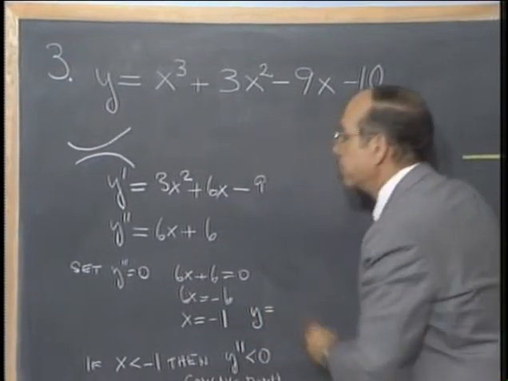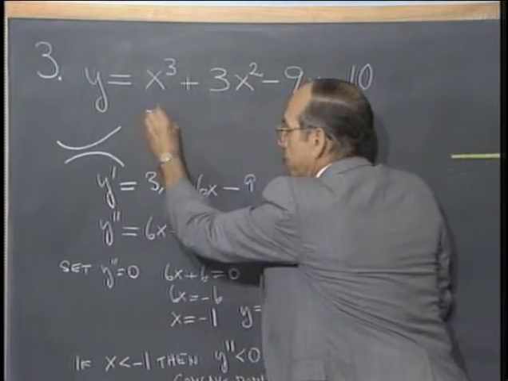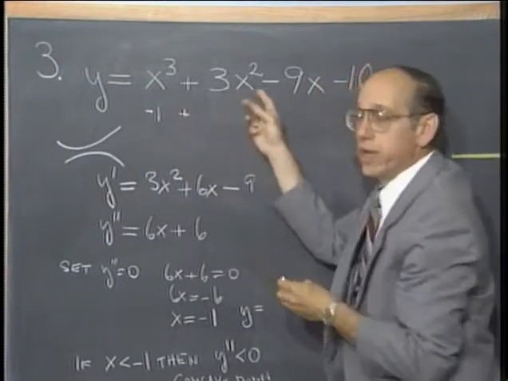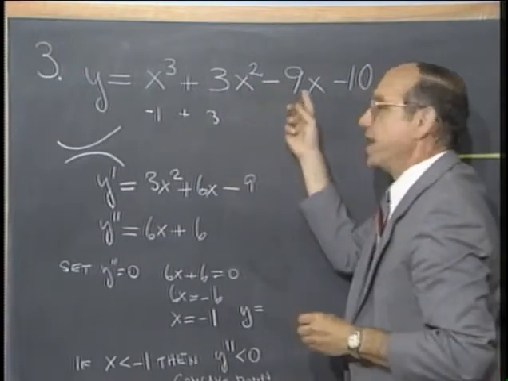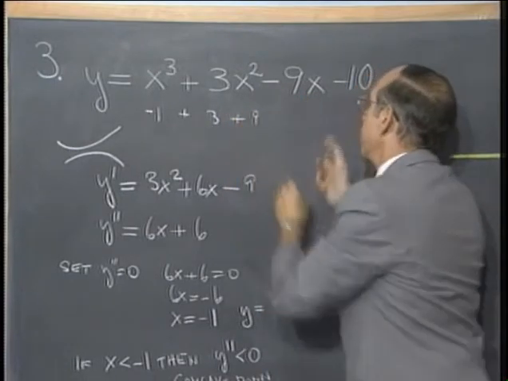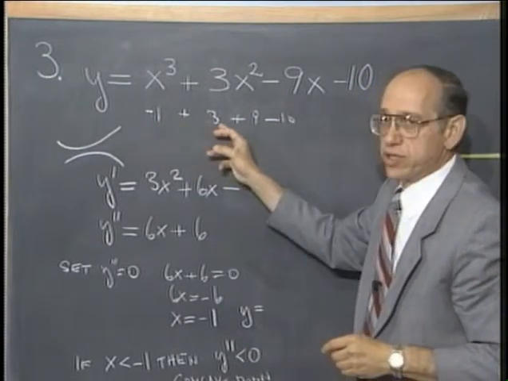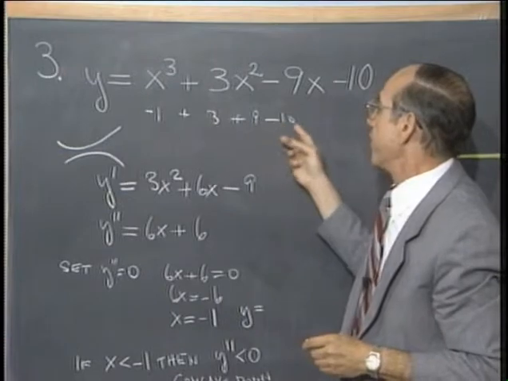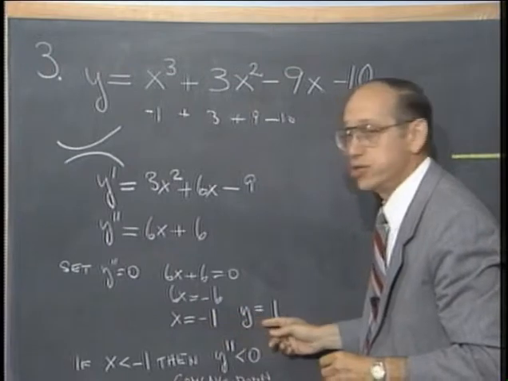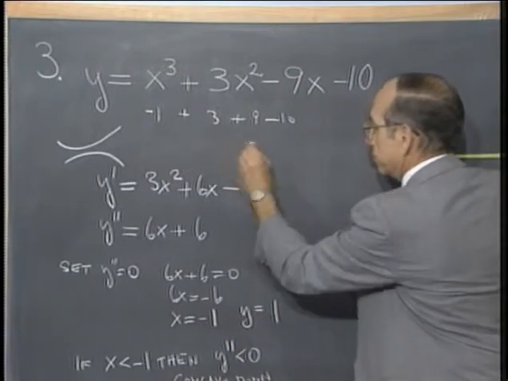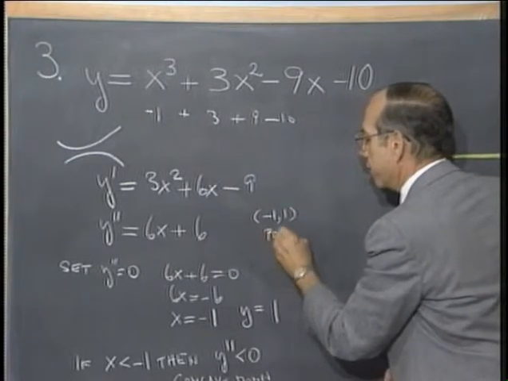We get y equals, well, if you substitute minus 1 here, you get minus 1 cubed. That's minus 1. Plus 3 times minus 1 squared. Minus 1 squared is plus 1. 3 times that is 3. Minus 9 times minus 1 is plus 9. And then we have minus 10. And if we add this up, this is what? Minus 1 plus 3 is 2, plus 9 is 11, minus 10 is 1. So the point of inflection is at minus 1, 1. Write that about here. Minus 1, 1 is a point of inflection.